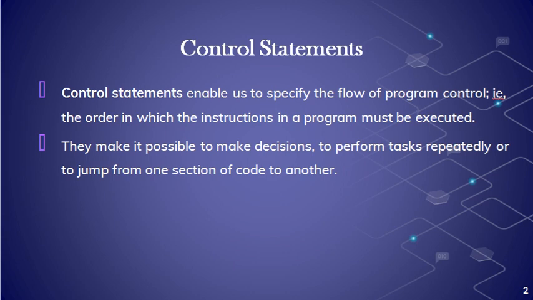So the purposes of control flow statements are, first, they make it possible to make decisions; second, to perform tasks repeatedly; and third, to jump from one section of code to another. So these are the purposes of control statements. They maintain the flow of control in a program.